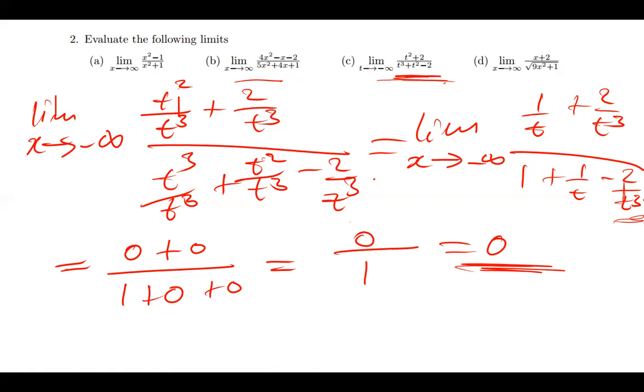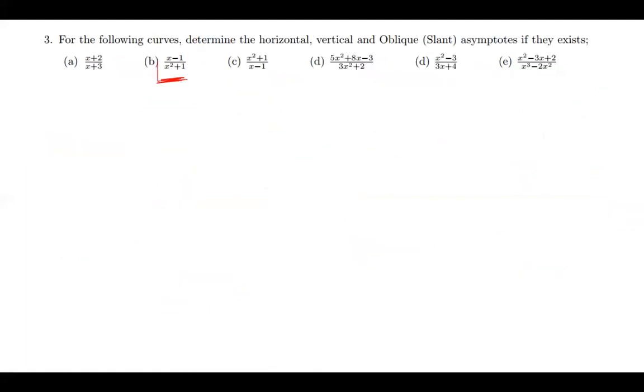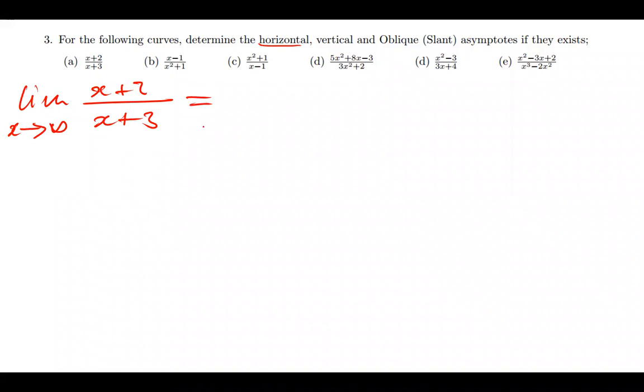So let's quickly check these questions. So we have this question here, which says, for the following curves, determine the horizontal, vertical, and oblique, which is also known as the slant asymptotes, if they exist. So the first one, let's first start by finding the horizontal asymptote. To find the horizontal asymptote, we find the limit of this function when x is approaching infinity.